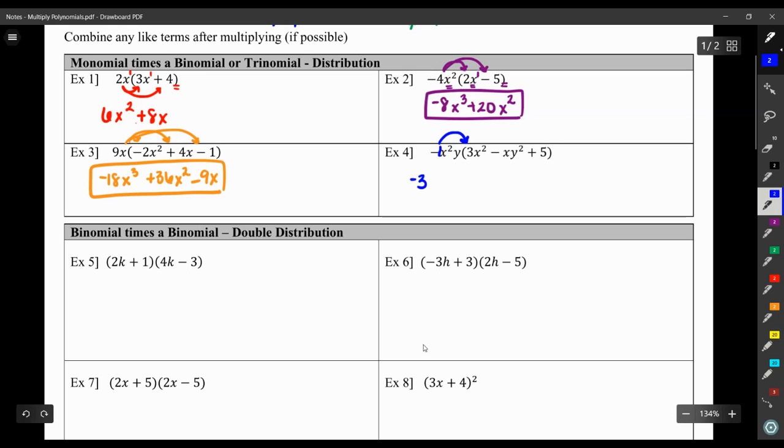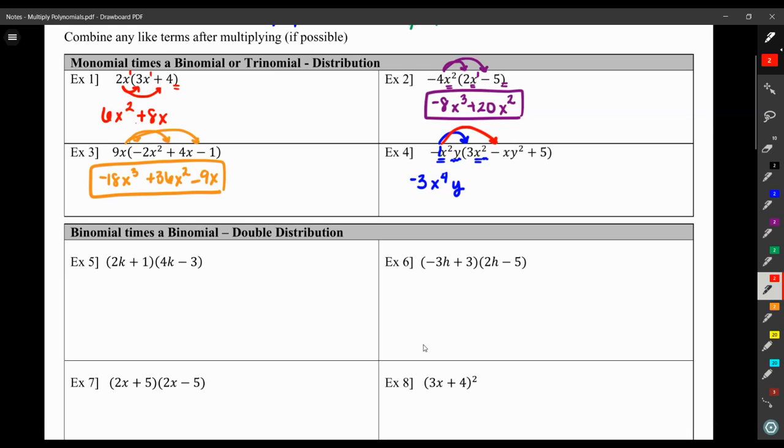Now you have to take these in individual pieces. X squared times x squared means add your exponents, so you get x to the fourth. There is no y on this term, so we're just going to drop the y down. So negative x squared y times 3x squared is equal to negative 3x to the fourth y. And then we do it again. We're going to have to distribute negative x squared y to a negative x y squared.